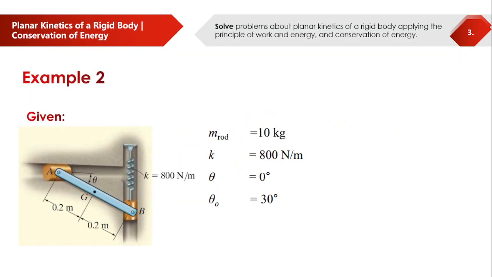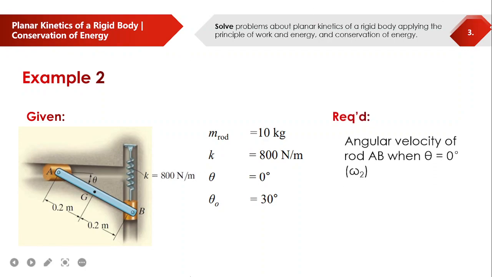Let's solve. Procedure for analysis: first, identify the given and the required. The length of the rod is 0.4 meters and the center of gravity is in the middle, so it is 0.2 meters away from A or from B. The stiffness of the spring is 800 Newton per meter. The mass of the rod is 10 kilograms. The initial position of theta is 30 degrees and the final position is 0 degrees. We need the angular velocity of rod AB when theta is equal to 0.